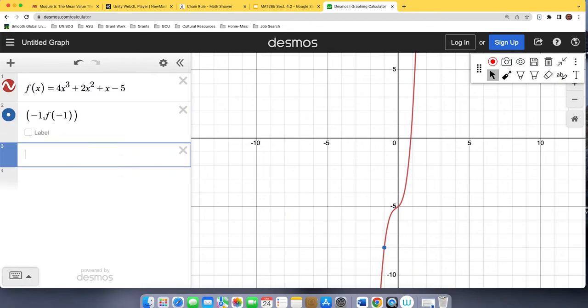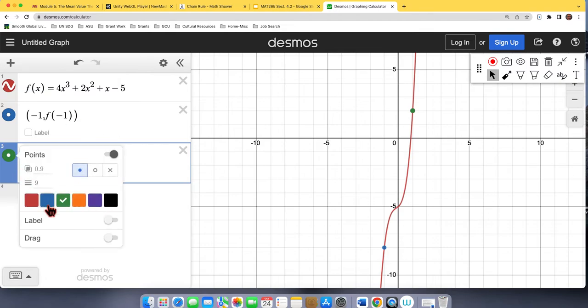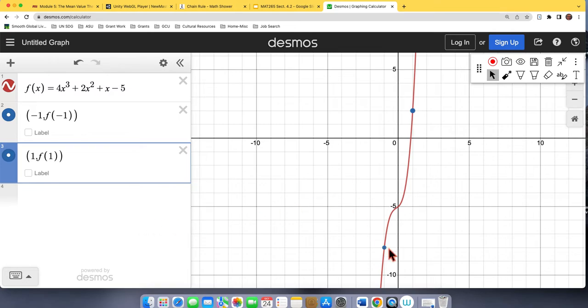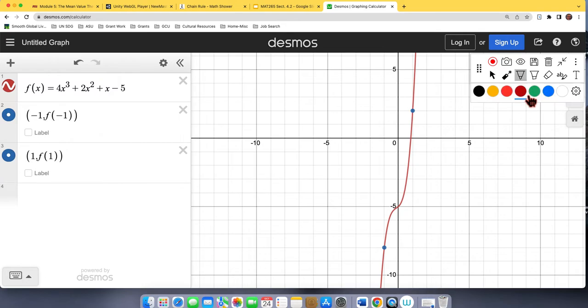Because I want you to be able to see the visual, we also want the point 1, f of 1. So we'll plot that one, and I will make them both blue. Now we've got our two points, and we want the average rate of change. I suppose we could calculate that. First of all, we need our two points: -1, -8 and 1, 2.